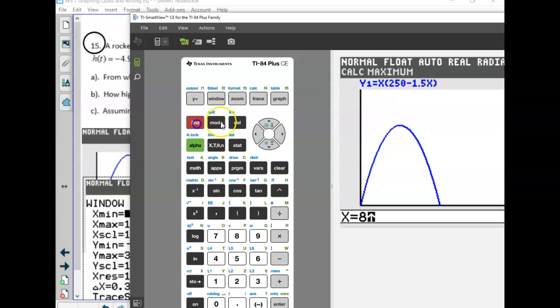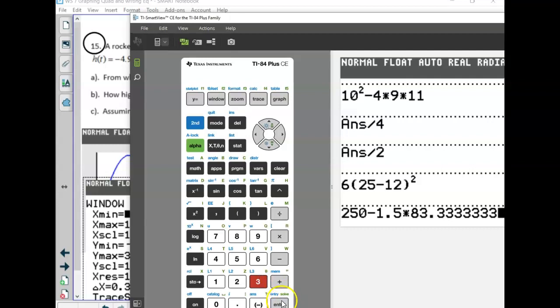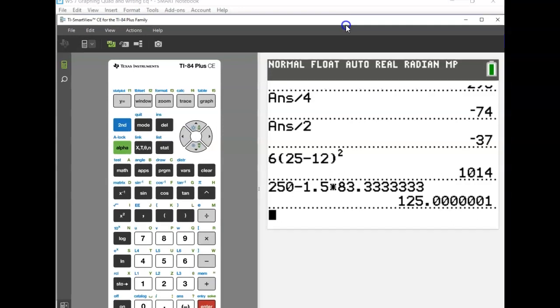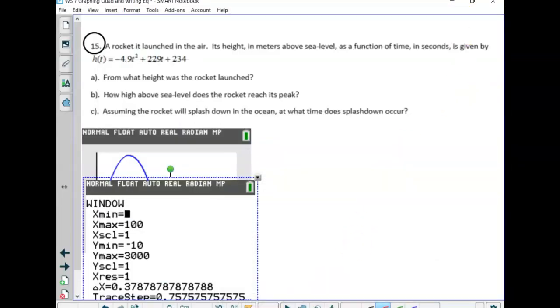So if we take, oops, on the home screen, sorry. It'll be 250 minus 1.5 times 83.333. And that comes out about 125. So the dimensions should be 125 by 83.